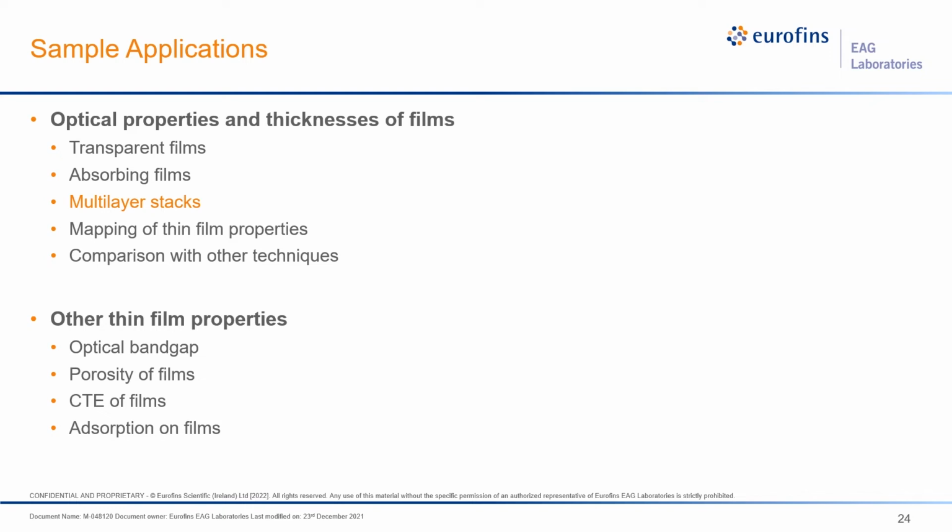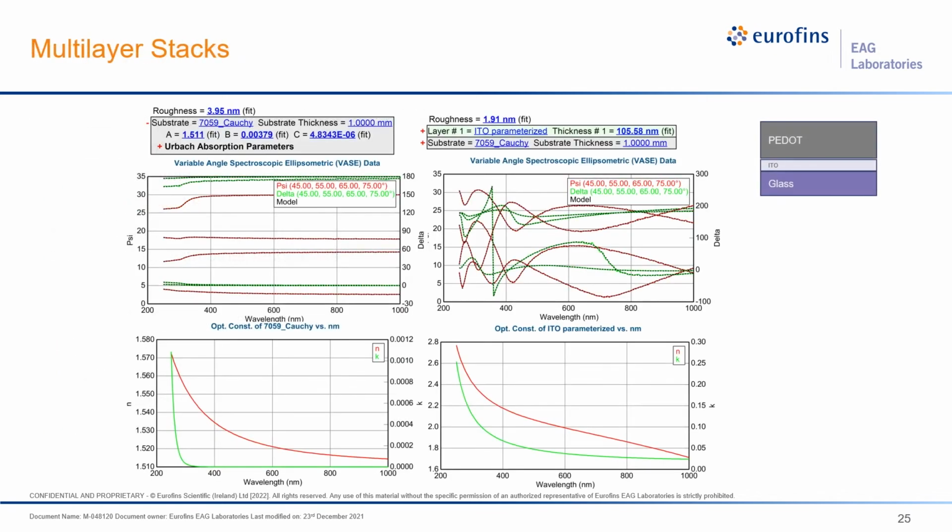Let's now turn our attention to samples that do not consist of a single layer, but are rather a stack of layers on a substrate. The stack I have chosen as an example consists of PEDOT, that is poly(3,4-ethylenedioxythiophene), on indium tin oxide on glass. The PEDOT and ITO combination is often encountered in organic LEDs and photovoltaics. Both materials are conductive and will hence show absorption.